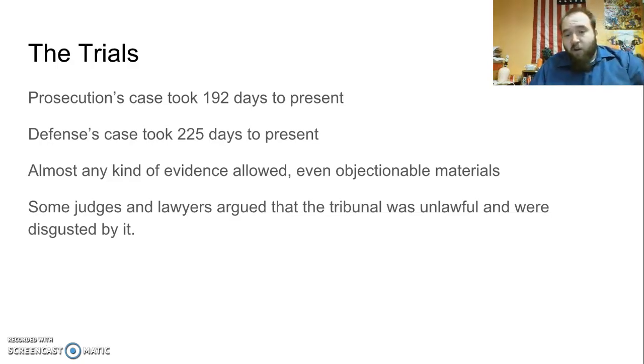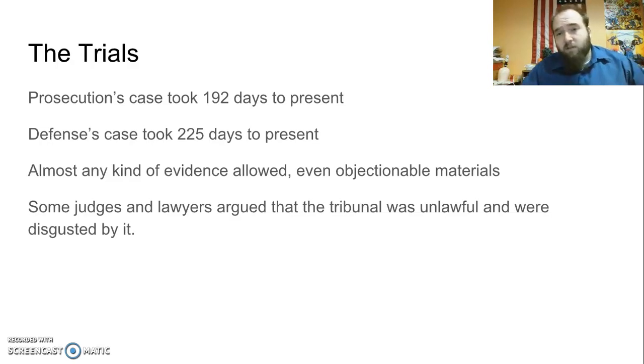Some of the judges also argued the tribunal was unlawful, and they stated point blank that they were disgusted by the tribunal, by the whole court case. One of the strongest advocates for this being a sham, that this was not lawful, was the judge from India, if memory serves.